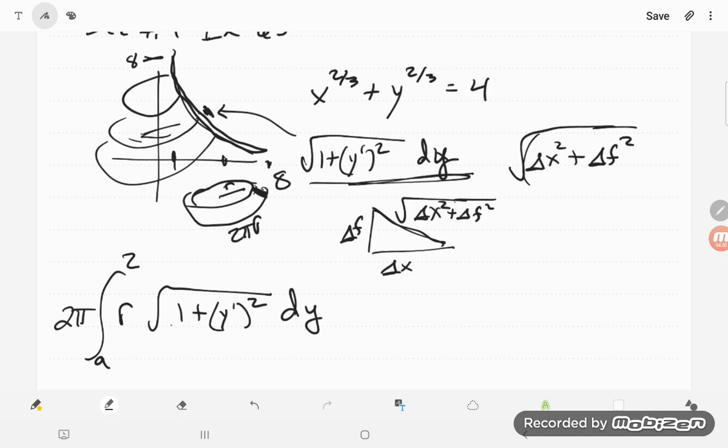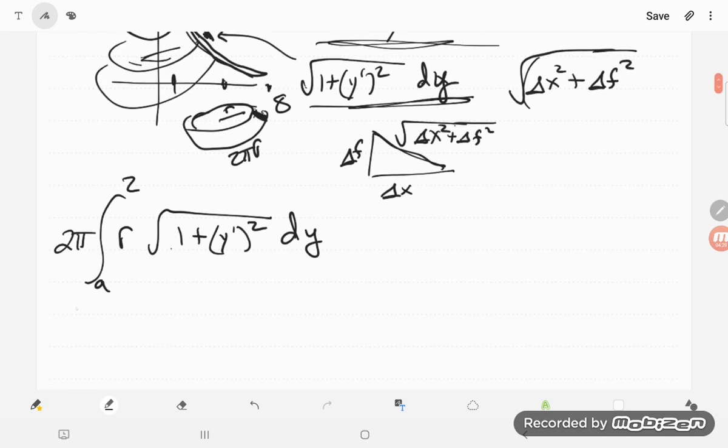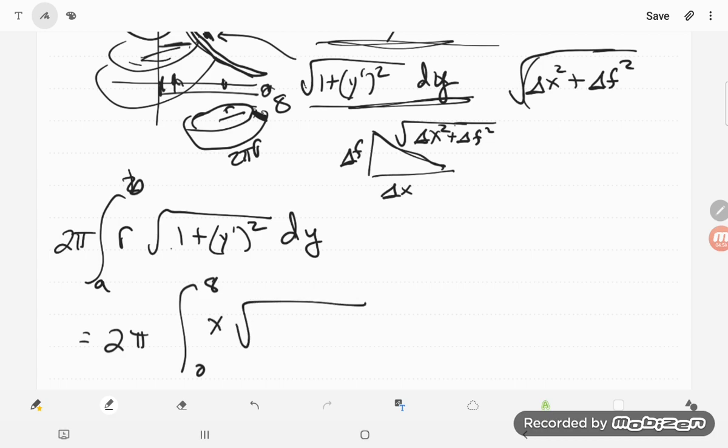Okay, so we need y prime. Well, the hard part there is, it's implicit. So this thing is 2 pi, a to b. Now, if we split this up, this is going from 0 to 8. Our radius here is just x, whatever x we're at. And now we've just got to deal with this 1 plus and get our implicit derivative.